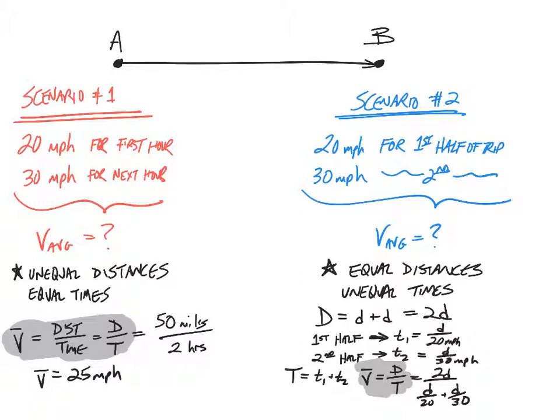All right? And so what happens here is that the D's will drop out, okay? And you'll get 2 over 1/20th plus 1/30th. And basically, what happens here is this ends up being 24 miles per hour. Not the same average speed. Close, but not the same average speed.